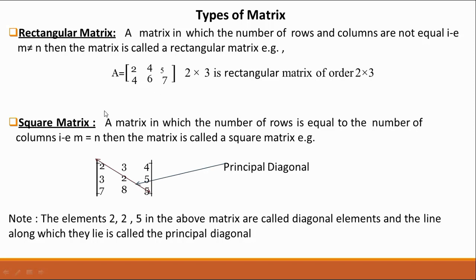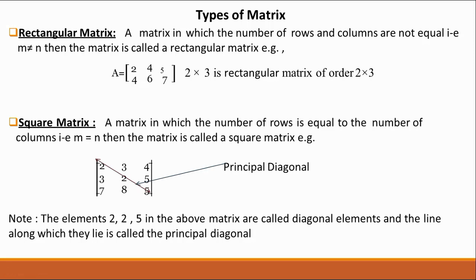Now a square matrix. A matrix in which the number of rows is equal to the number of columns, that is m is equal to n, is called a square matrix. Dear students, simply notice the number of rows and the number of columns. If they are equal, the matrix will be a square matrix, and if they are not equal, then the matrix will be a rectangular matrix. In this matrix there are 3 rows and 3 columns. So this is a square matrix because the number of rows and columns are equal.